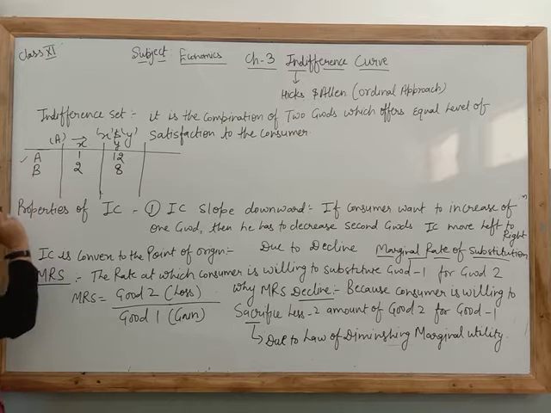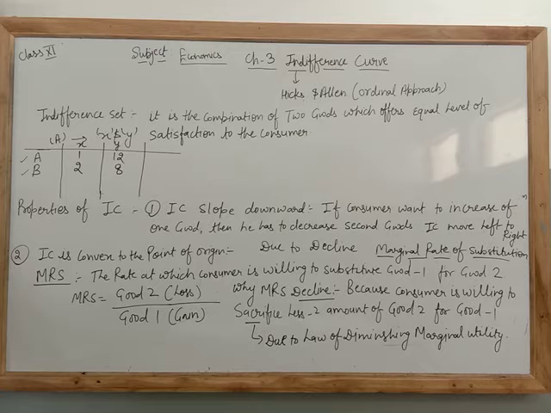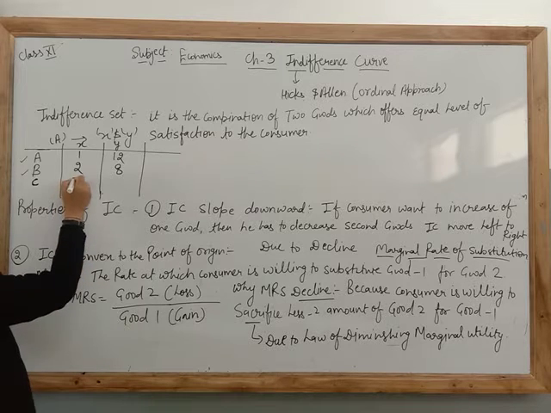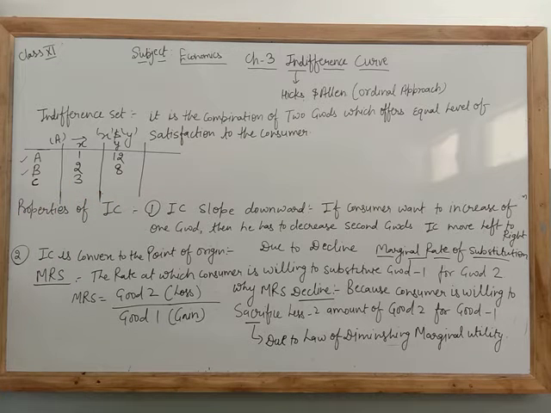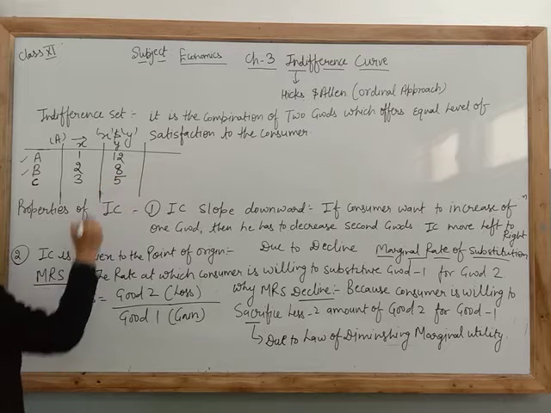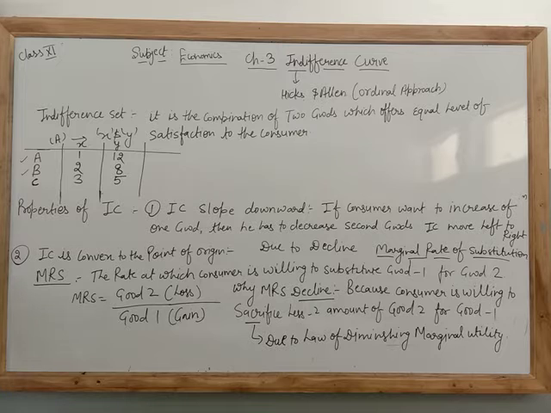At the A level combination and at the B level combination, he is going to get an equal level of satisfaction. Equal level of satisfaction means indifference between both combinations. That's why it is known as an indifference set. Suppose he is going to select C combination. According to C combination, if he is going to increase the consumption of X, definitely he has to decrease the consumption of Y, because he has a limited income.